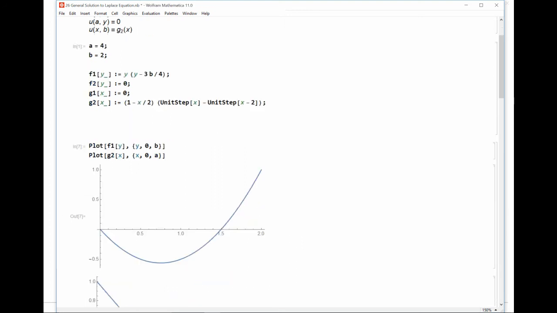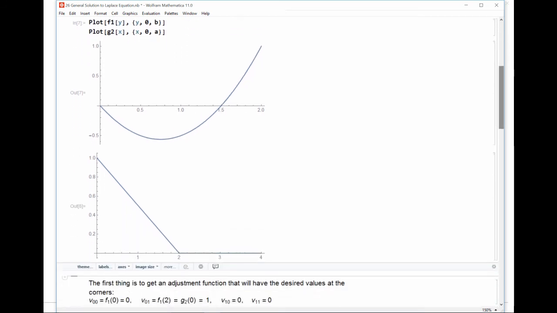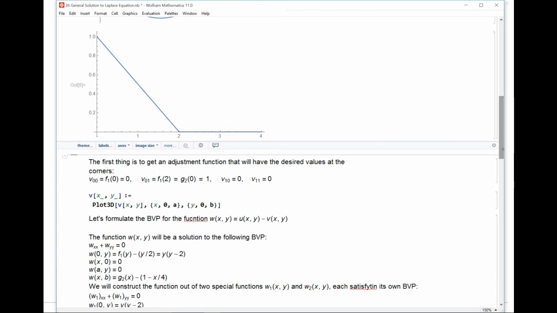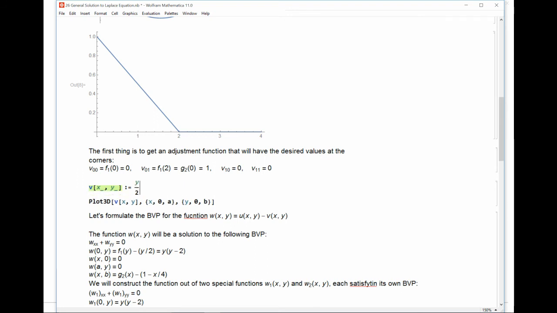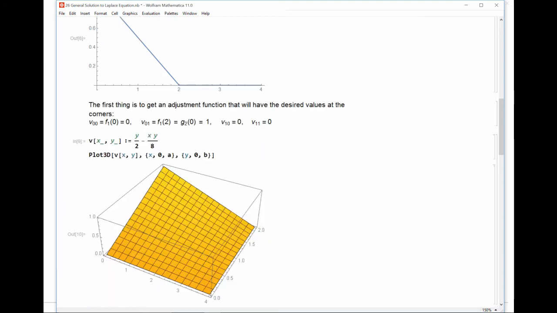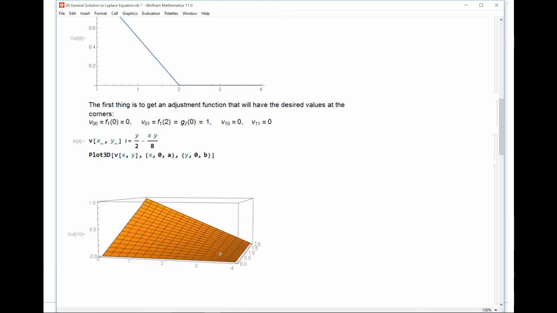And let's plot the functions f1 and g2. So these are the boundary conditions. As you can see, they both agree at the corner. Both of them converge to 1 at the corner. And now I have to define the function v of xy as y over 2 minus x times y over 8. So this is the function.